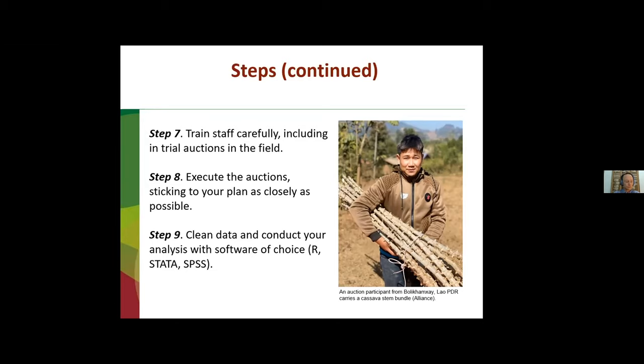We need to do some practice auctions because many problems are very difficult to spot until you're actually in the field trying it yourself. So you want to make sure you get that out of your system before you really start your auctions. In executing your auctions, stick to your plan as closely as you can. Of course, things can happen in the field, but try to stick to that plan that you know and have developed and trust. After collecting your data, clean it and conduct your analysis with whatever software you choose.